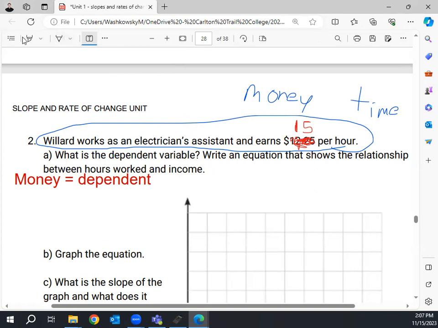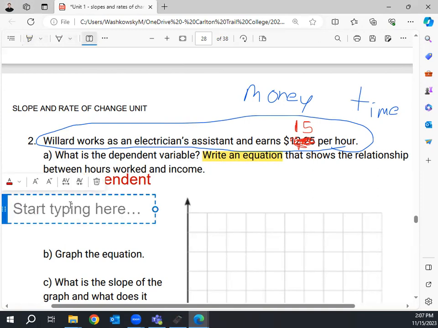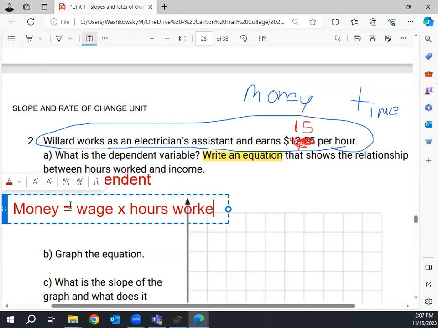So now it wants me to write an equation. Now, most people see this, write an equation, and think, oh, let's think about it logically. How much money you make. Money is just equal to your salary, your wage, times the hours worked, right?